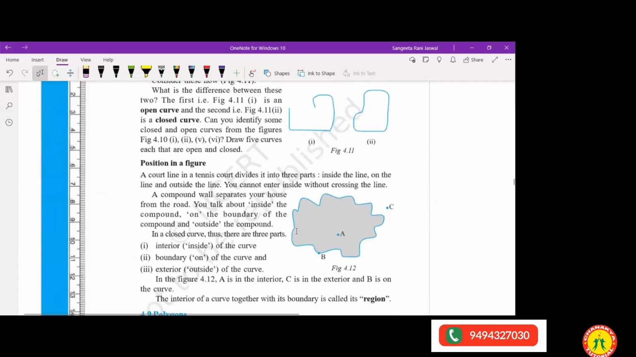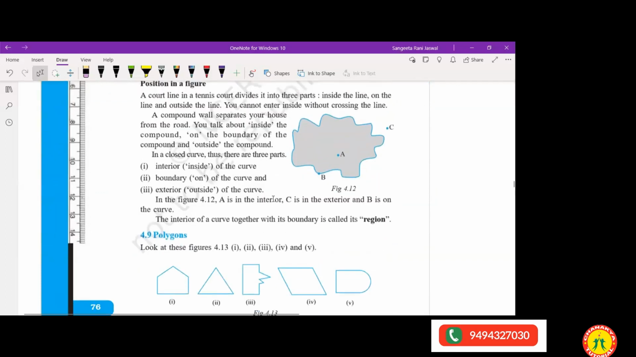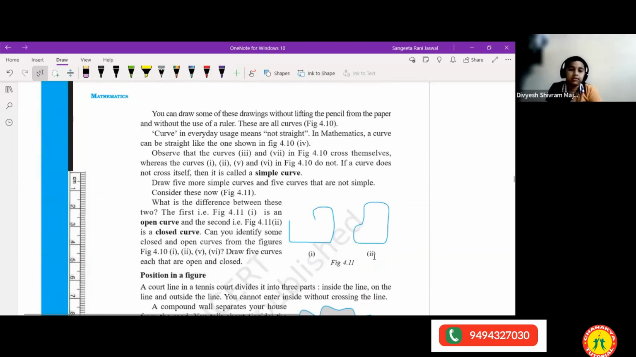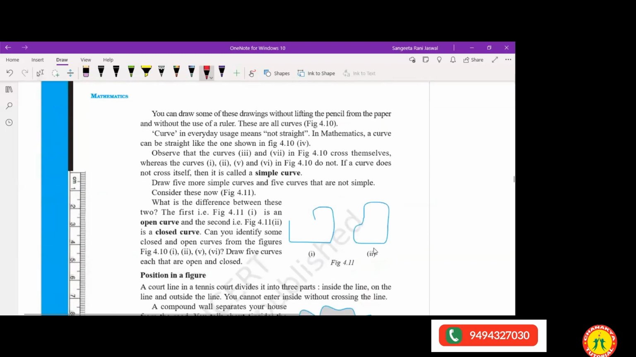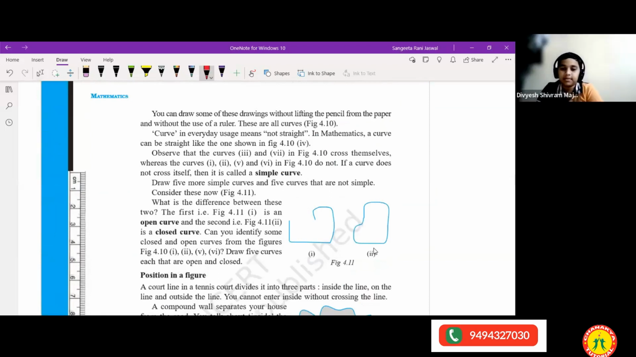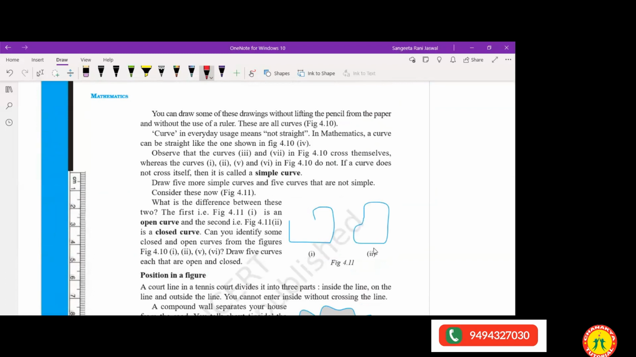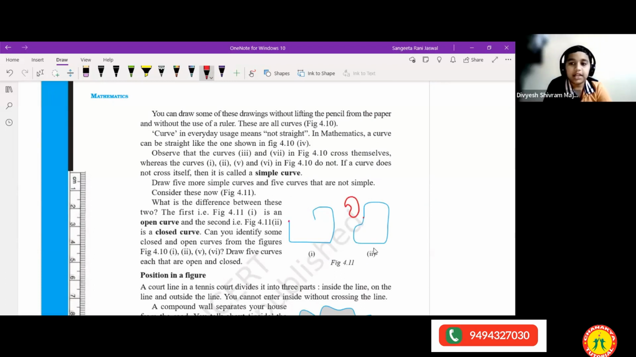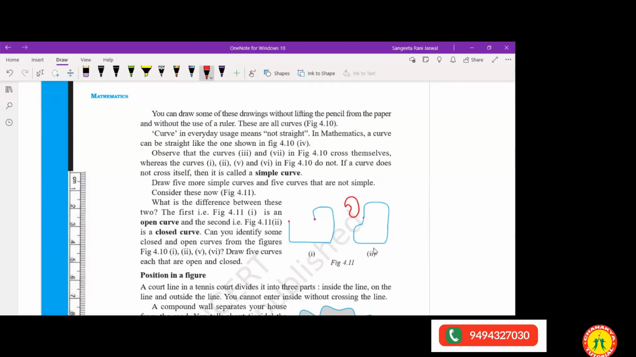Now we have two kinds of curves: closed curve and open curve. So closed curve is like this, which has a starting point and end point as same. We cannot see any difference in the starting and end point. Suppose if I had to draw this shape, it will start from here and come back at the same point. So this is a closed curve. And if I have to make an open curve, this is open, and the starting point and ending point are not same. It has its end point here. So that's open.